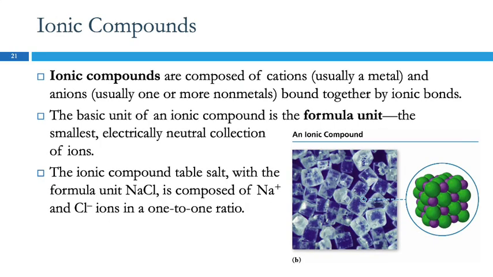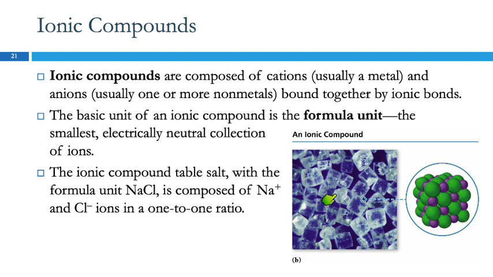Ionic compounds are going to have ions in them. So the cation, almost always a metal. There's one exception we'll deal with in Chem 1A, and I'll mention that. And then you're going to have anions, and those are going to be one or more nonmetals. And so the basic unit here is called a formula unit, which is really the empirical formula for the compound.